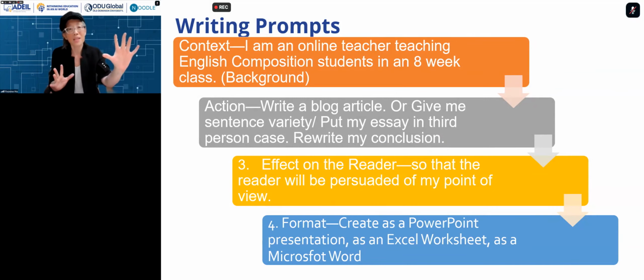I am an online teacher teaching English composition in an 8-week class. Then you have action. What is it you want ChatGPT to do? Write a blog article, give me sentence variety, rewrite my conclusion, put my essay in third-person case. So that's the second part of the writing prompt. The third part is write a blog article so that the reader will be persuaded of my point of view.